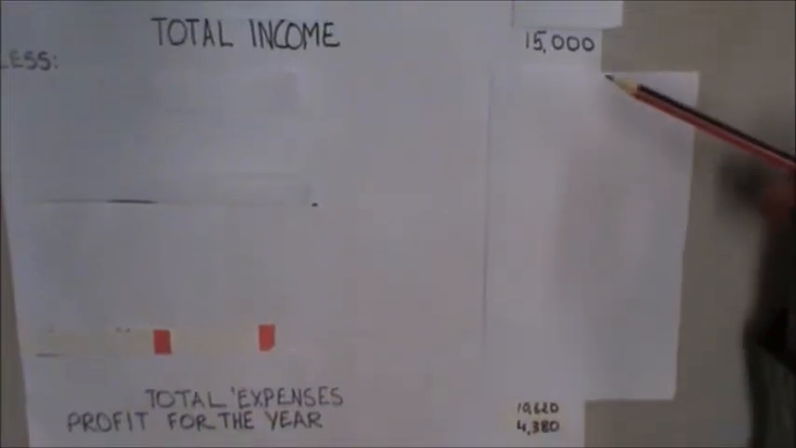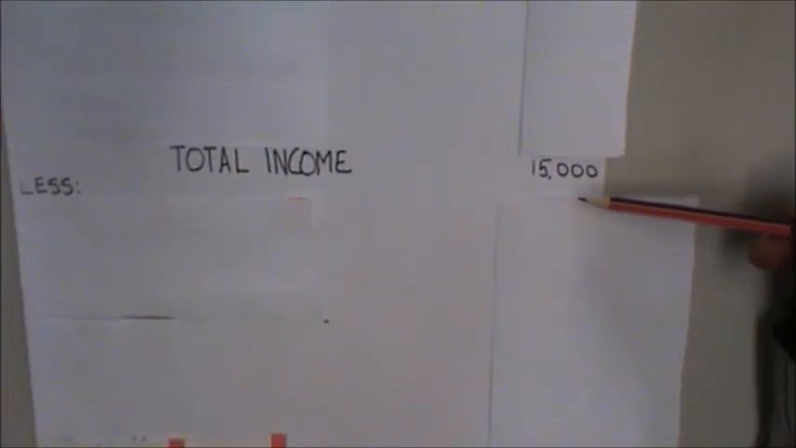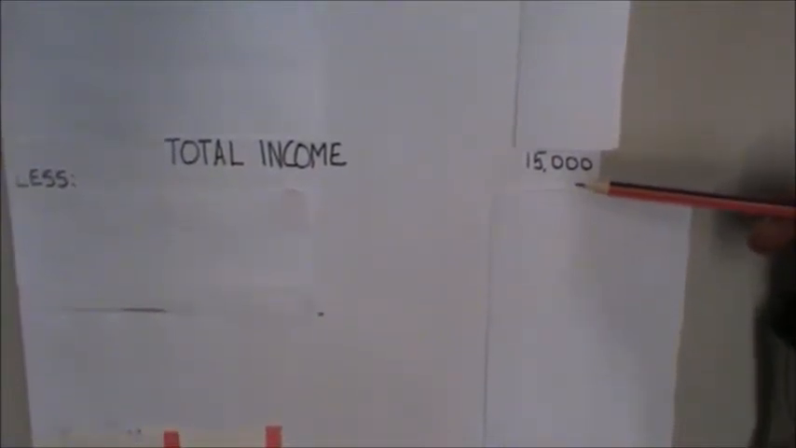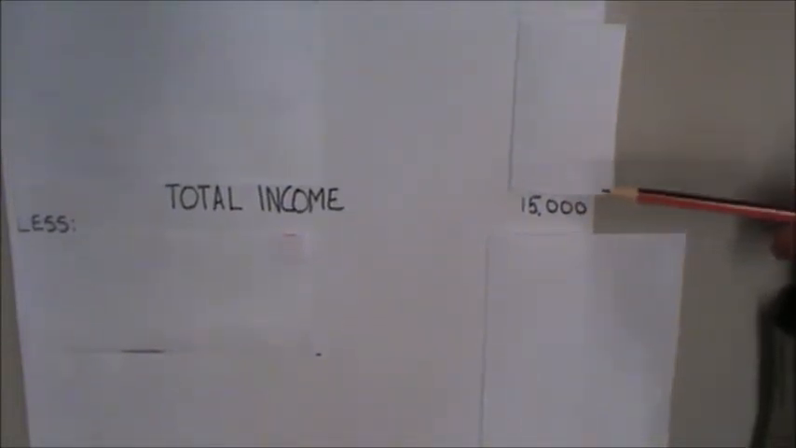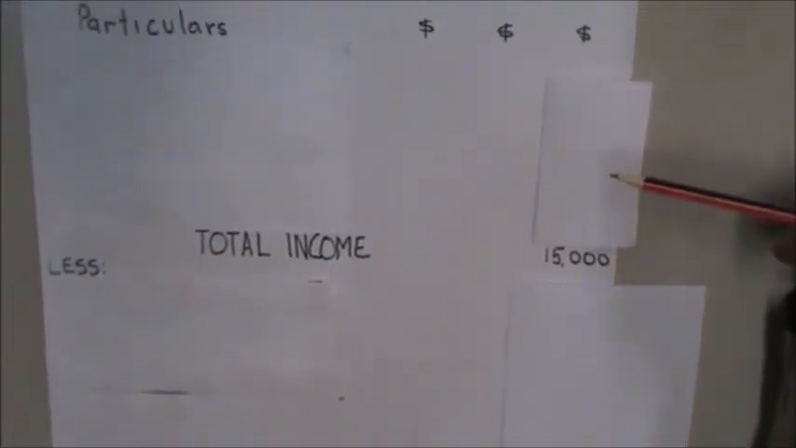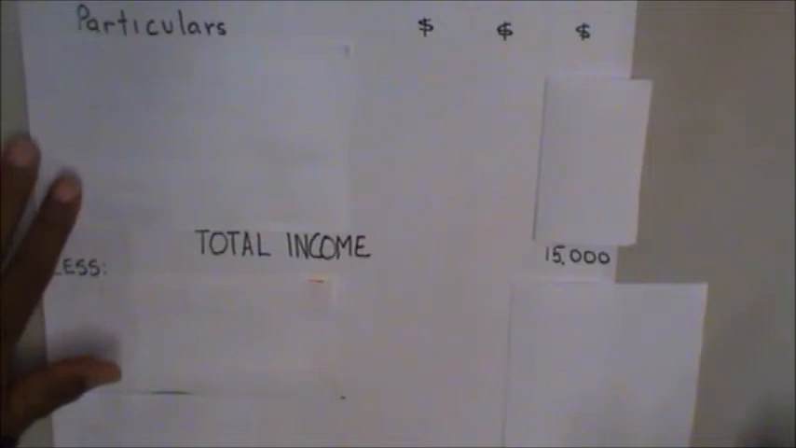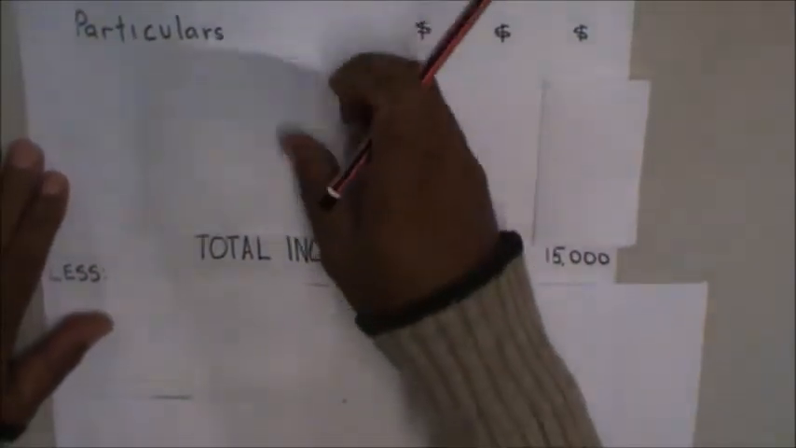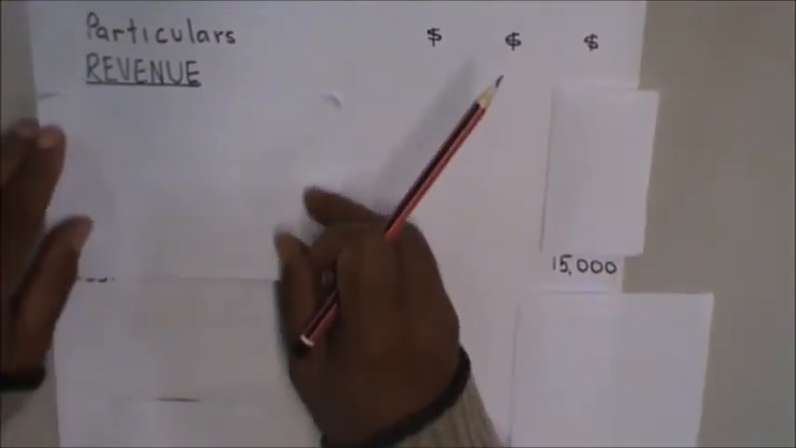But as you can see, the 15,000, which is the total income, doesn't tell us what made up that total income. How did the business earn 15,000? Where did it earn it from? What were the sources? So what we need to do is show the details of this total income. So we start with the revenue.